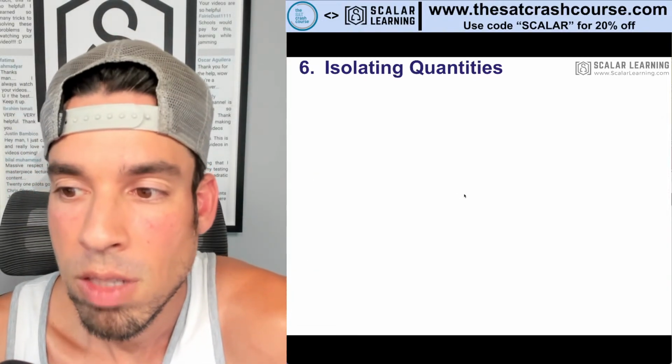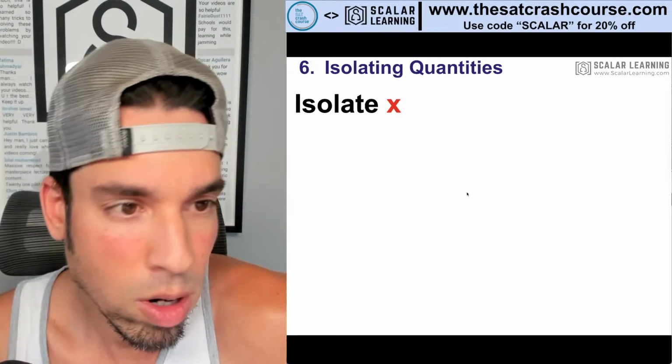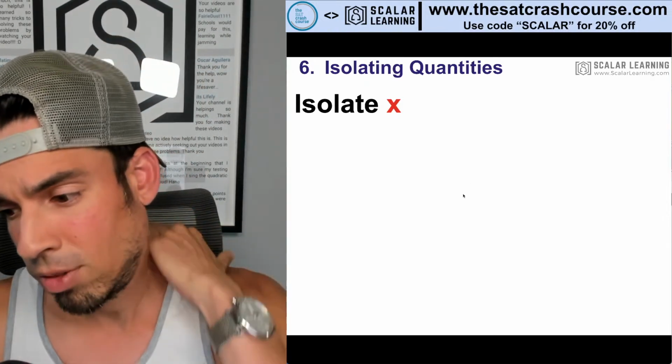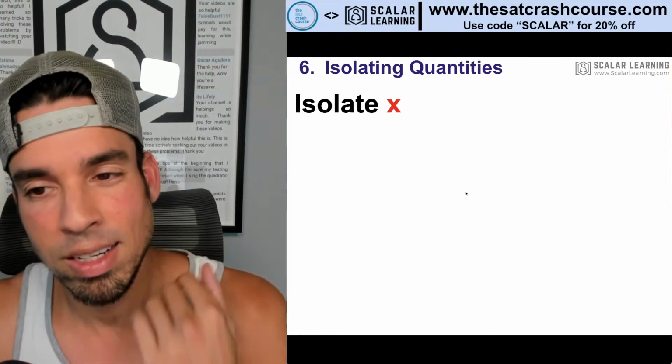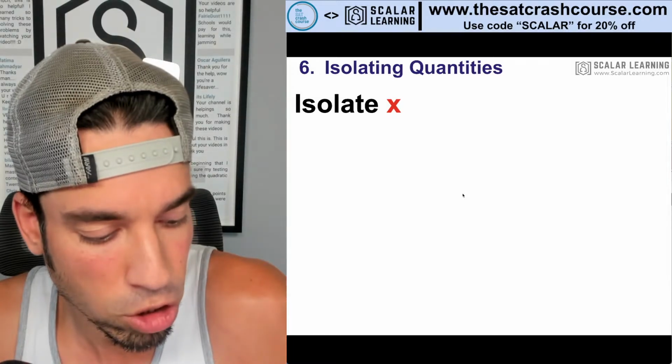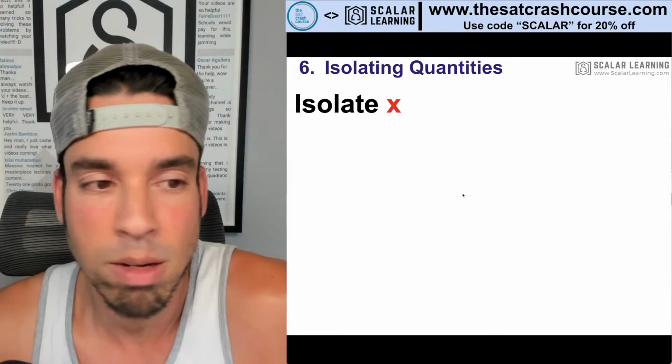Okay. Topic number 6, isolating quantities. This is one of my favorite categories because you don't really have to do much in terms of understanding the setup of the question. All you got to do is be like, oh, I recognize the isolating quantities question. I'm going to isolate the quantity. Done. Don't even think about it.